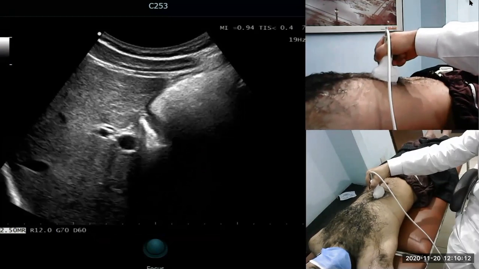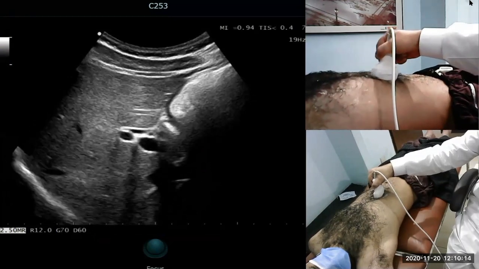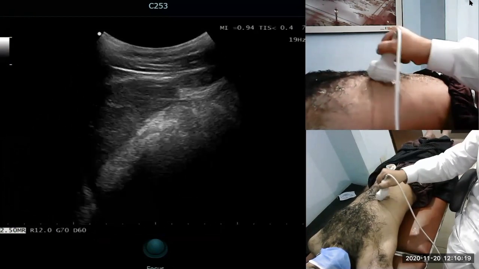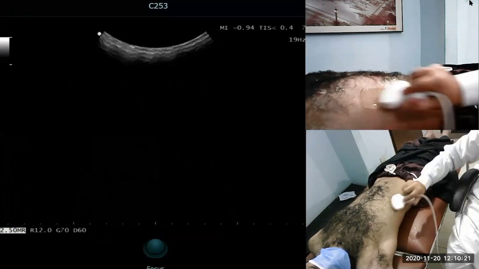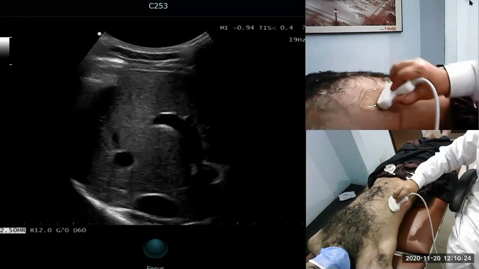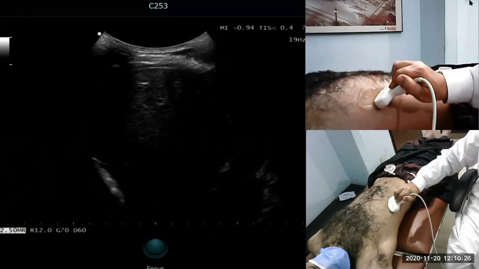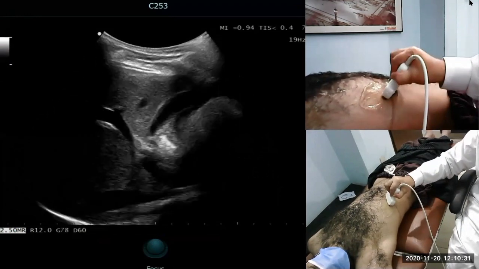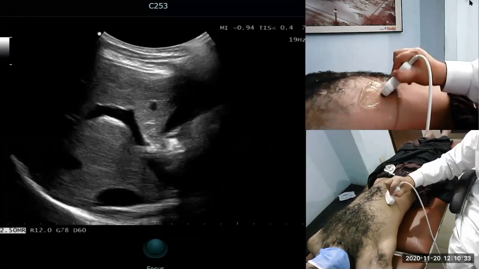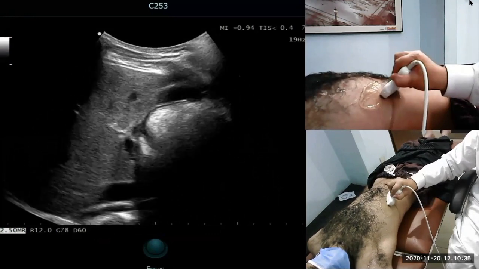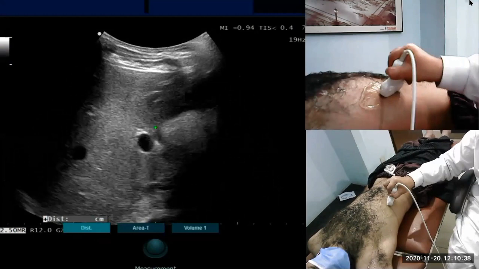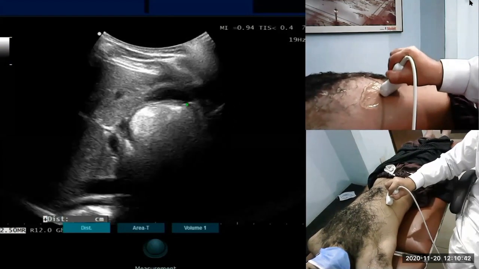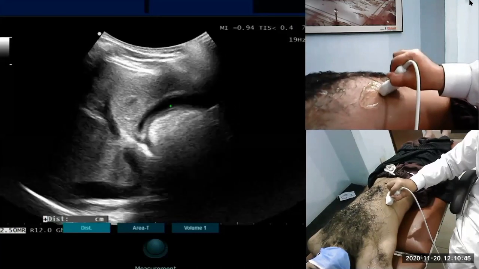So I am moving to the right. Now, after reaching the costochondral margin, I will place the probe here where I did earlier in the intercostal space, 10 o'clock position. I can see the partially contracted postprandial gallbladder. The mucosa is visible.